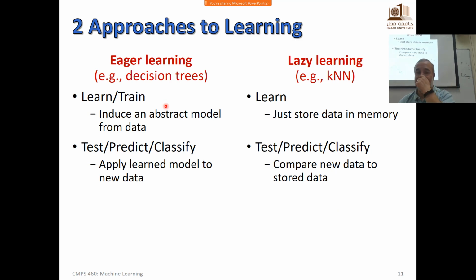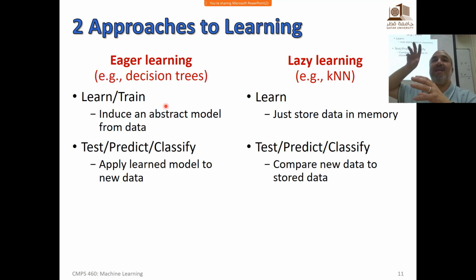How about decision trees? Why do we call decision trees an eager learning approach? Do we have a model? Do we train a model in decision trees? What is the model? The tree. So we build an abstract model in the training phase.